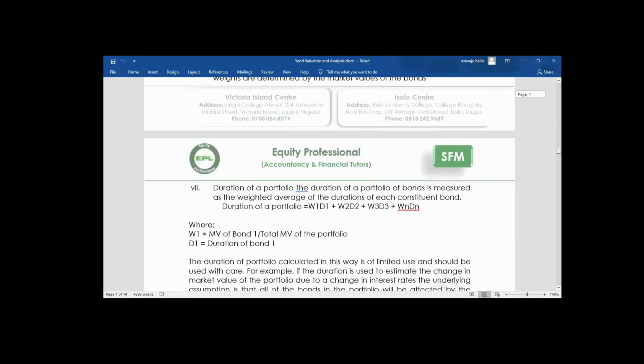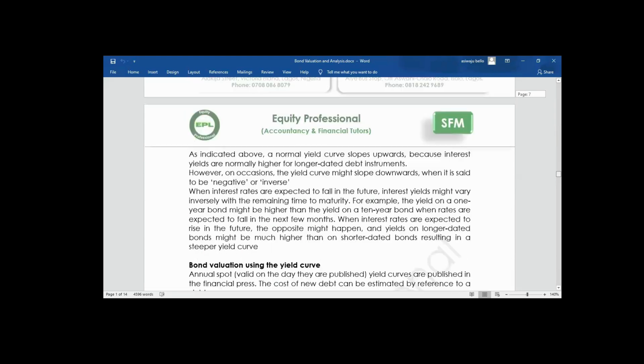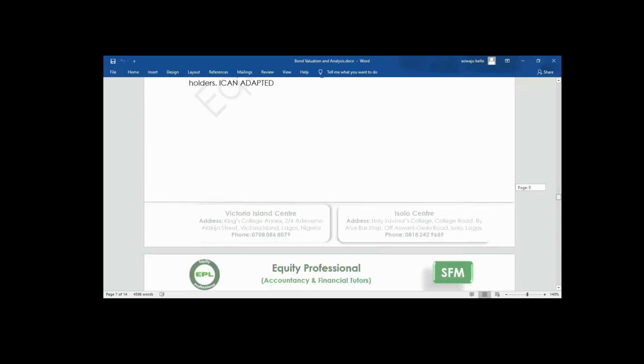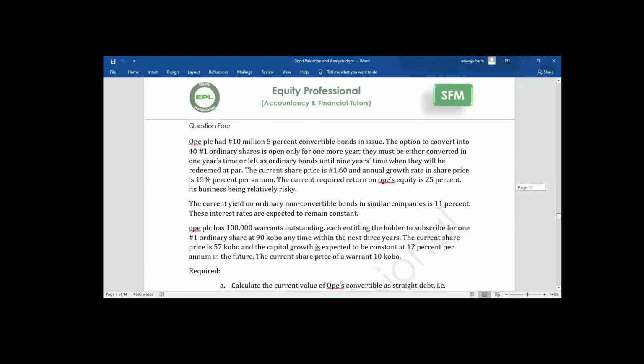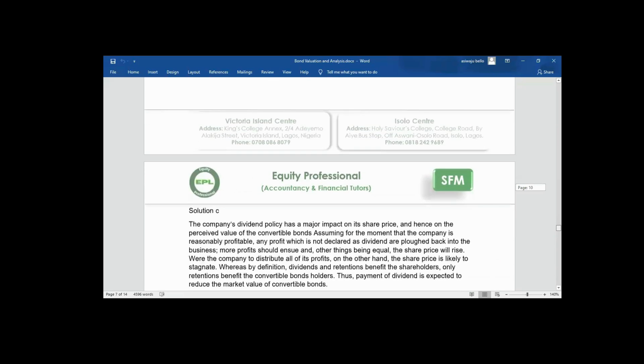We are particular about this question because the examiner was testing additional concepts or other aspects of bond valuation. The examiner was testing forward rates.